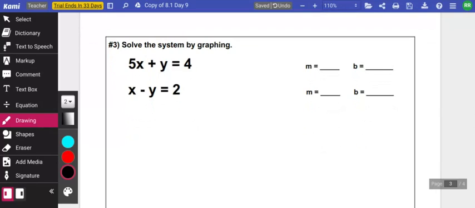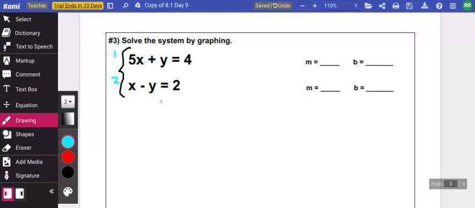Okay, number 3. Here, I have this system. And in this system, let's call the top one equation 1 and the bottom one equation 2. First thing to look for is, are these equations in slope-intercept form? And you would say no, right? They're not. I don't have y equals something. I don't have y by itself on one side of the equal sign and every other term on the other side of the equal sign. And so if I don't have that, I need to get that by rewriting the equation into slope-intercept form.